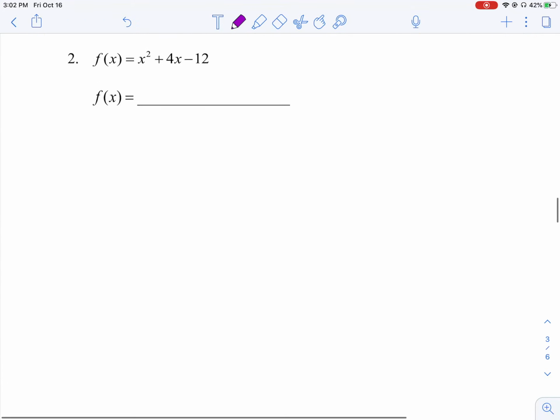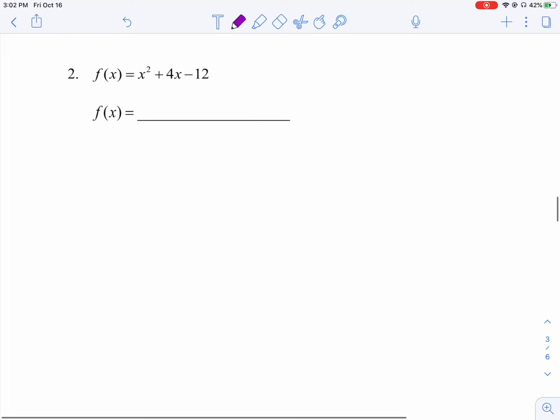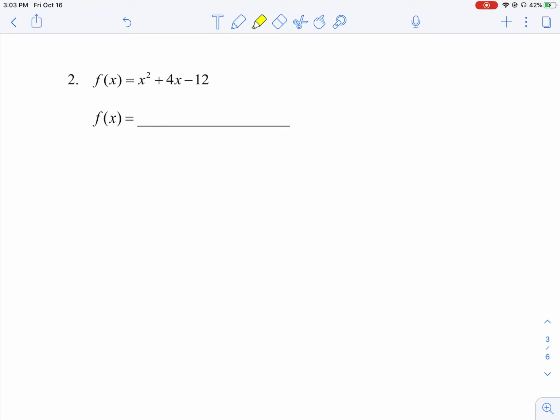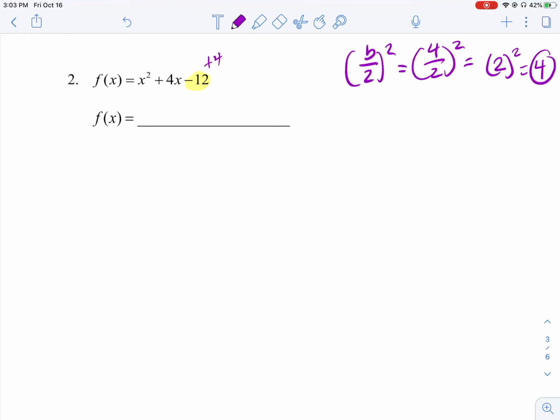Let's try another one. We have f of x equals x squared plus 4x minus 12, and we need to make a perfect square trinomial. So let's see. Oh, 12 is not even a perfect square. So let's see what number should go in there to make it a perfect trinomial. So 4 divided by 2 squared. 4 divided by 2 is 2. 2 squared is a 4. So we need to add a 4 in there. 4 will make the trinomial perfect.